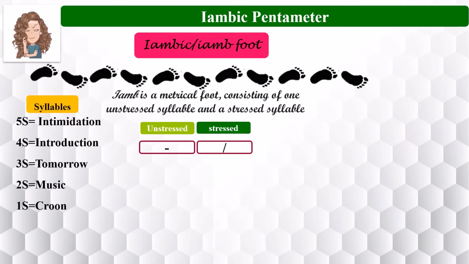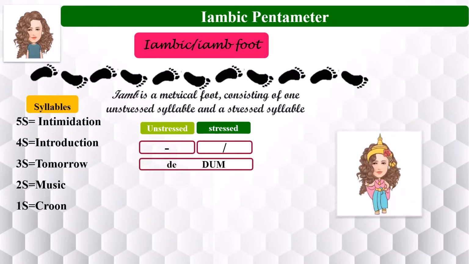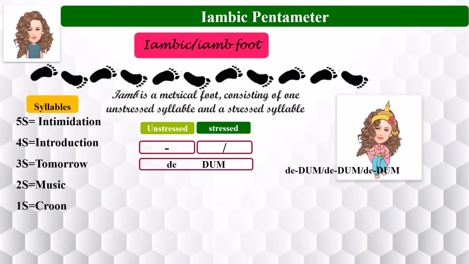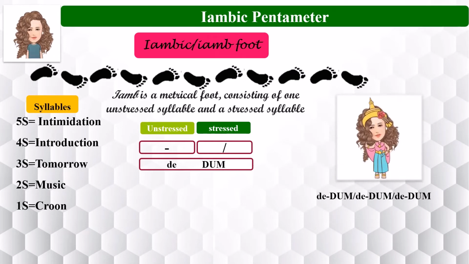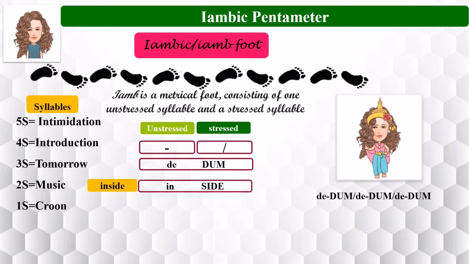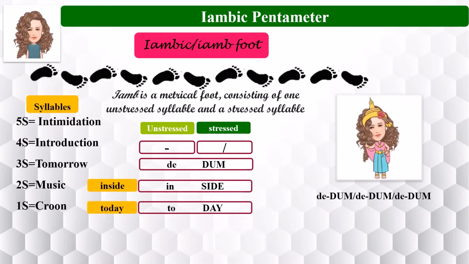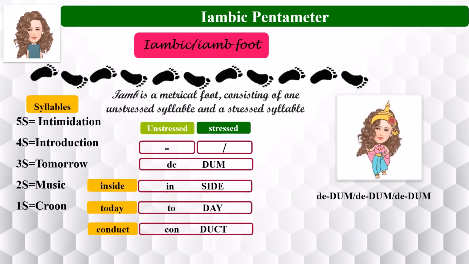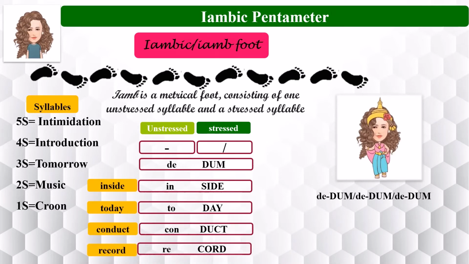Interestingly, an iamb has a musical beat of dee-dum. So here we have the musical beat. Dee-dum, dee-dum, dee-dum, dee-dum, dee-dum. Interesting, right? Such as when speaking the very word inside, there is more emphasis on the second syllable. Similarly, today, conduct and record have the same iambic pattern.